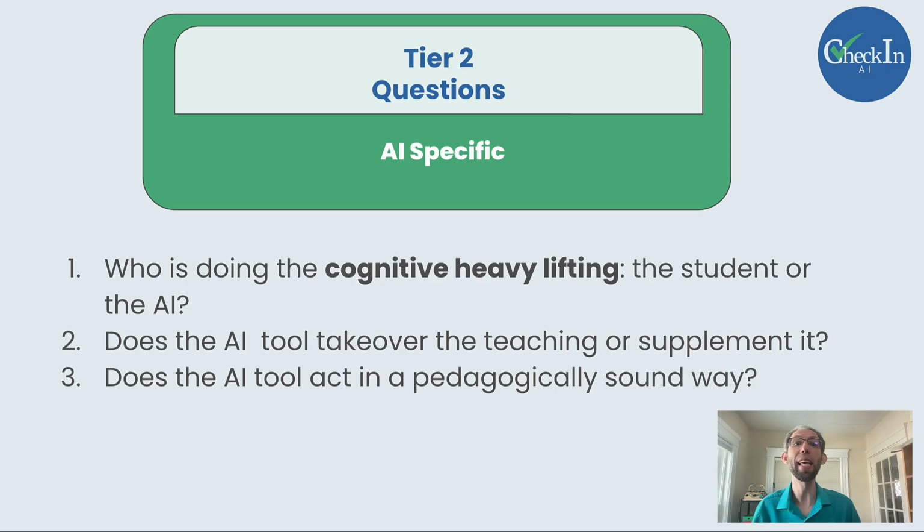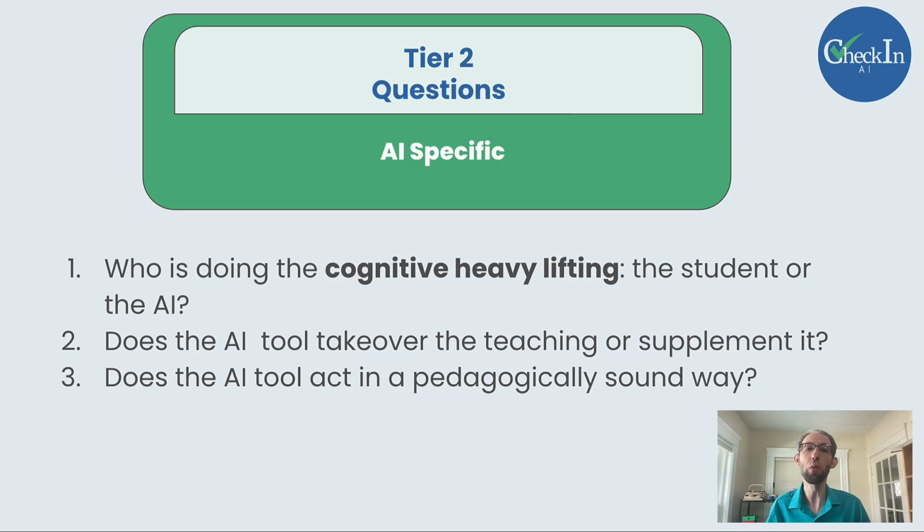And third, does the AI tool act in a pedagogically sound way? Remember, pedagogy is important, that theory of learning. If the AI tool doesn't act in a pedagogically sound way, we shouldn't be using it.